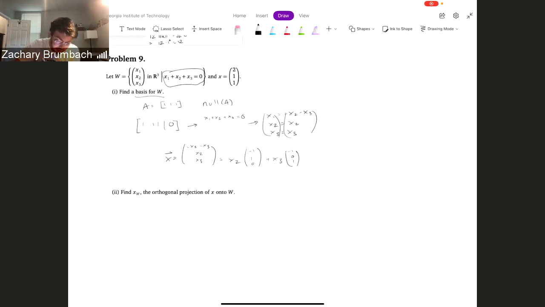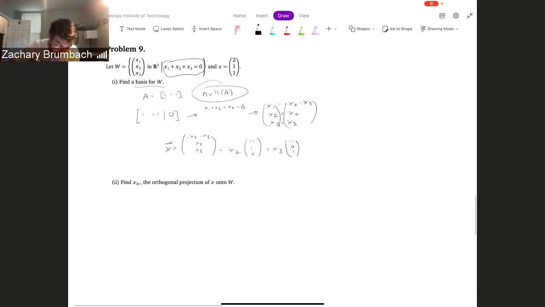So you could say that's just how you start the problem. You're essentially finding a basis for the null space of A. So you say the basis equals negative 1, 1, 0, comma, negative 1, 0, 1.